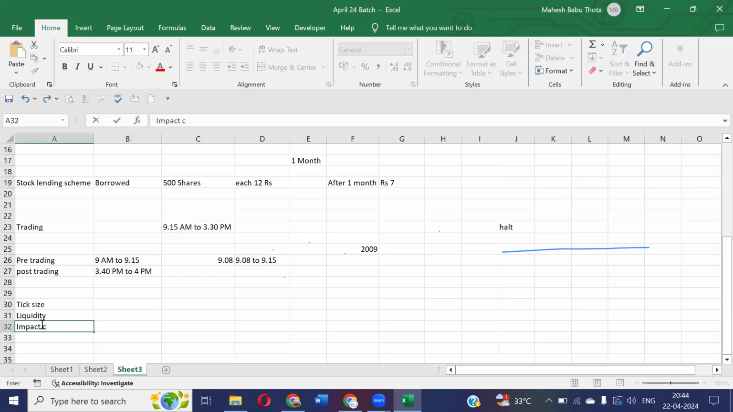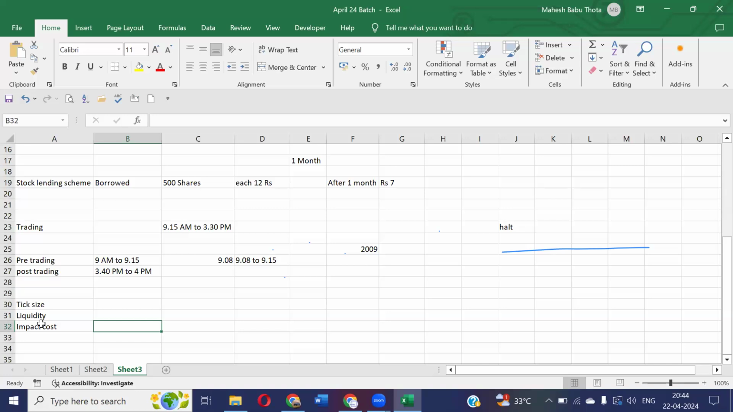And there is also a cost called impact cost. Volume and number of shares are both the same. Impact cost means that when the number of shares traded in the stock exchange is very low, the impact cost will be very high. There is always an inverse relationship between impact cost and liquidity in the stock exchange.